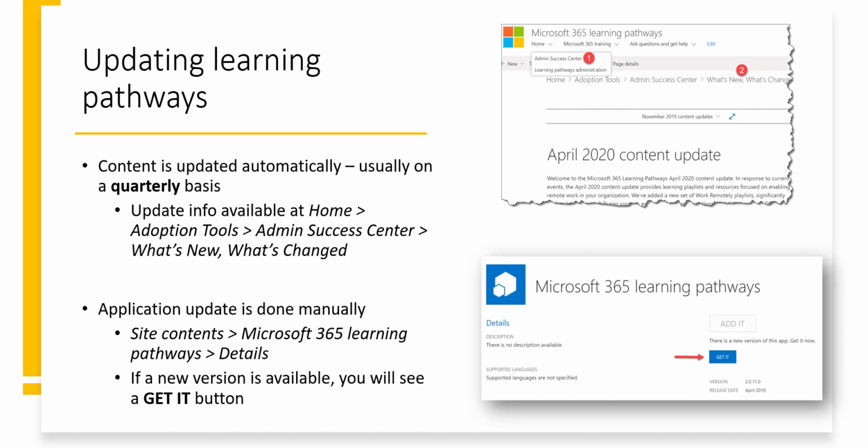For the software part of the update, the application has to be updated manually as you wish. For that you would need to go to the SharePoint communication site that's holding the learning pathways. From there you go to Site Contents, Microsoft 365 Learning Pathways, and then click on Details. On the Details page, if you see a Get It button, that means a new version is available. You click on it and you get it. If it's not available, you will not see that button. Simple as that.